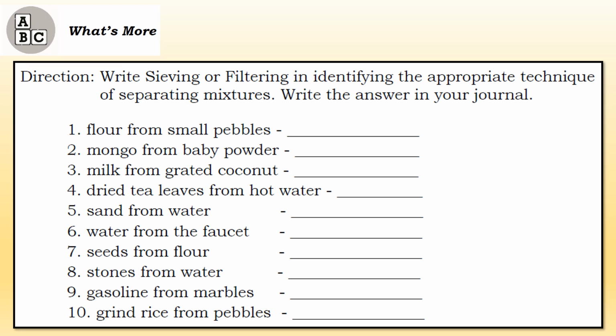na mga mixtures natin. Number 1, flour from small pebbles. Number 2, mongo from baby powder. Number 3, milk from grated coconut. Number 4, dried tea leaves from hot water. Number 5, sand from water. Number 6, water from the faucet. Number 7, seeds from flour. Number 8, stones from water. Number 9, gasoline from marbles. And number 10, ground rice from pebbles. Uulitin ko, isulat ang sieving or filtering kung ano sa tingin nyo ang paraan para ma-separate natin yung mga mixtures. Kaya yan.